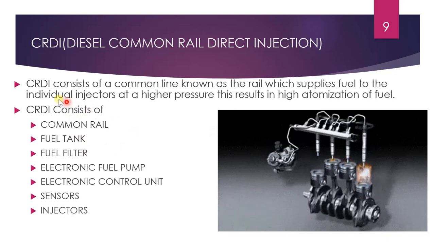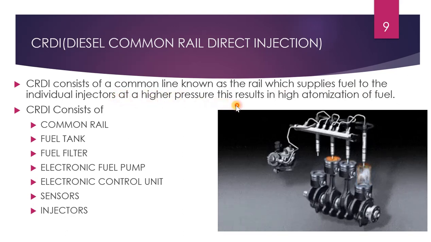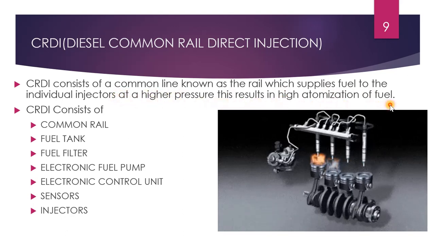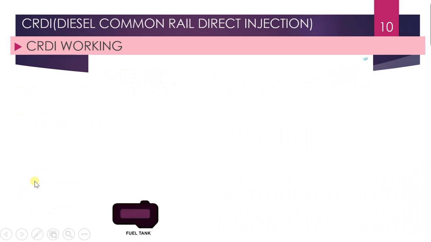CRDI consists of a common rail which supplies fuel to the individual injectors at high pressure, and this results in high atomization of fuel. These are its components. Now let us look at how it works. I will also show you a video regarding the working.